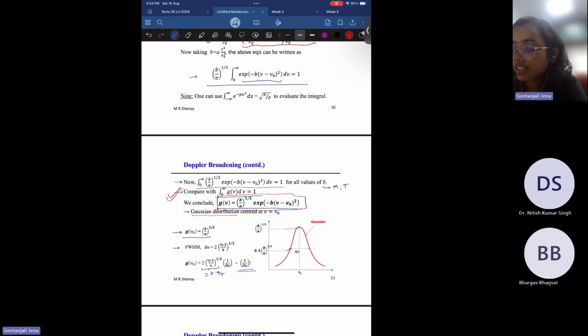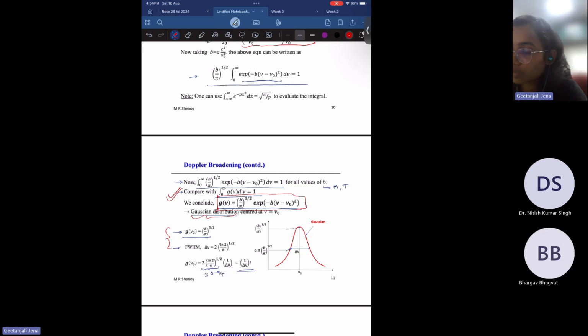So instead of a Lorentzian distribution, for Doppler broadening we have a Gaussian distribution around the frequency nu equal to nu 0. For homogeneous broadening, the broadening distribution is Lorentzian. But in the case of inhomogeneous broadening, which is Doppler broadening, the distribution is Gaussian. If you want to find the maximum value, you just have to put nu equal to nu 0. I think you can easily calculate these two.